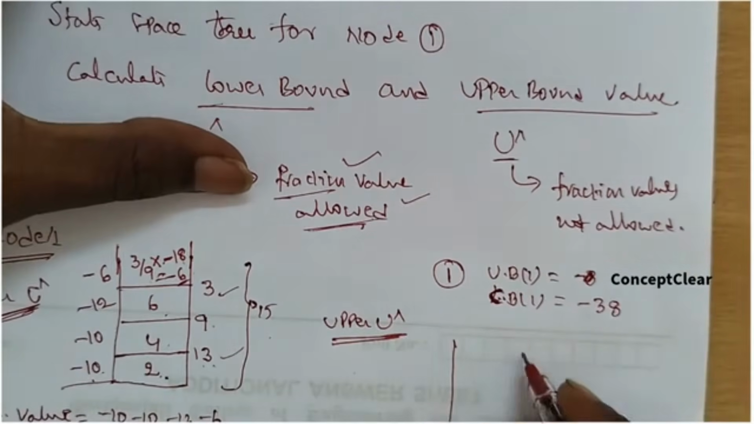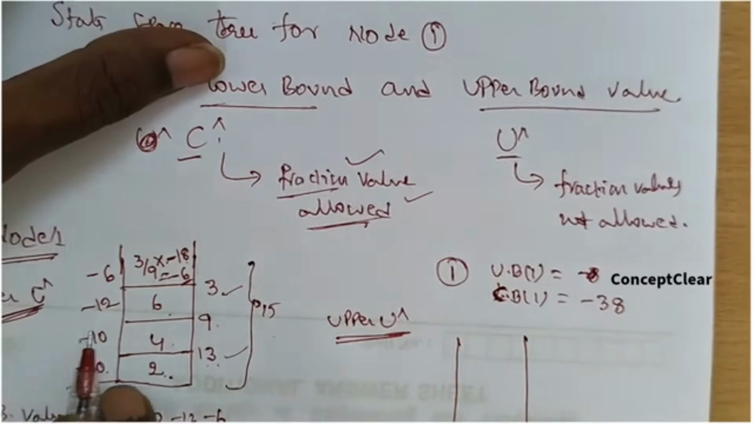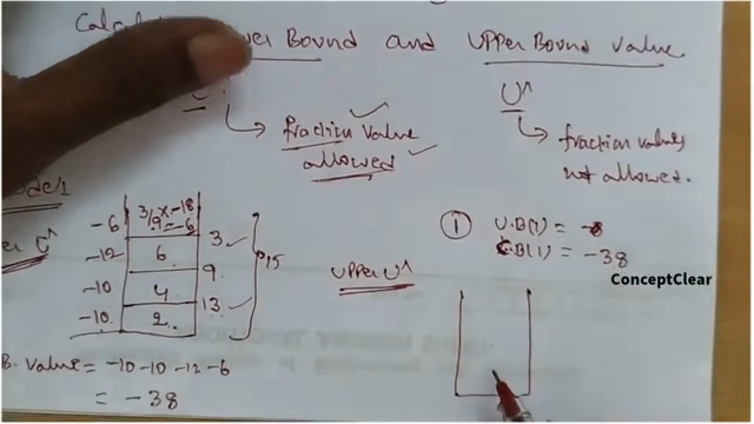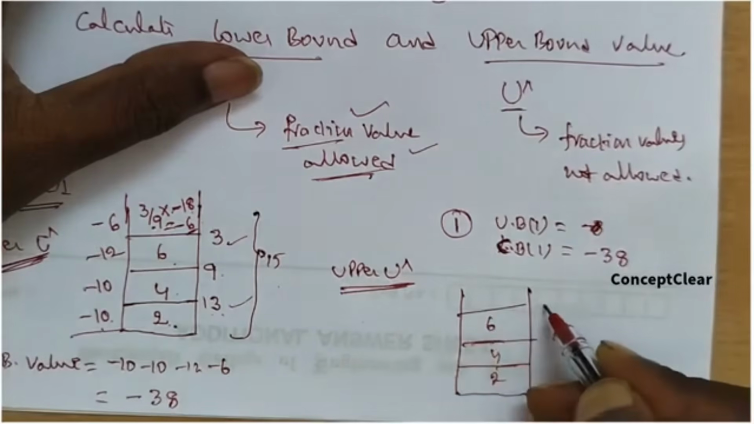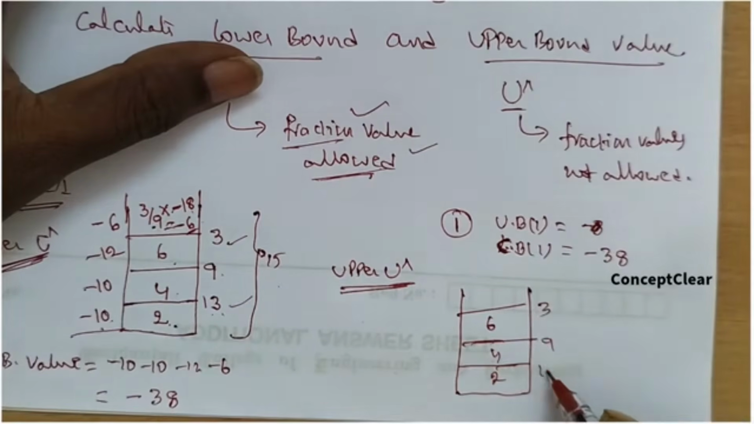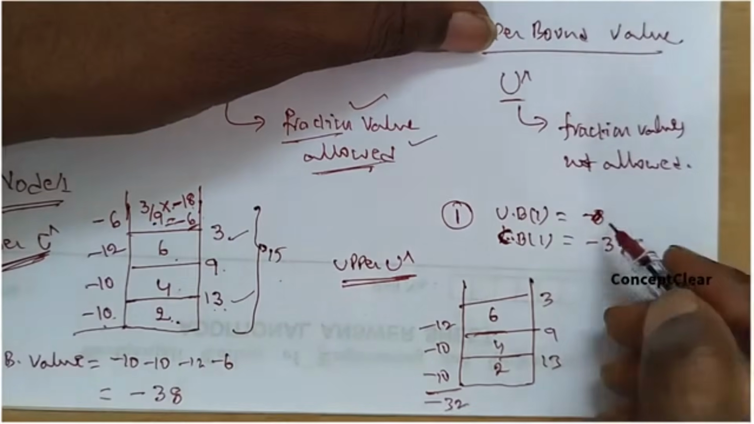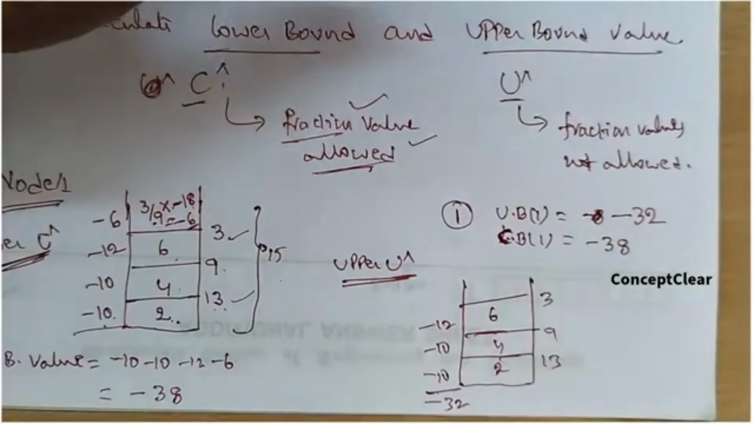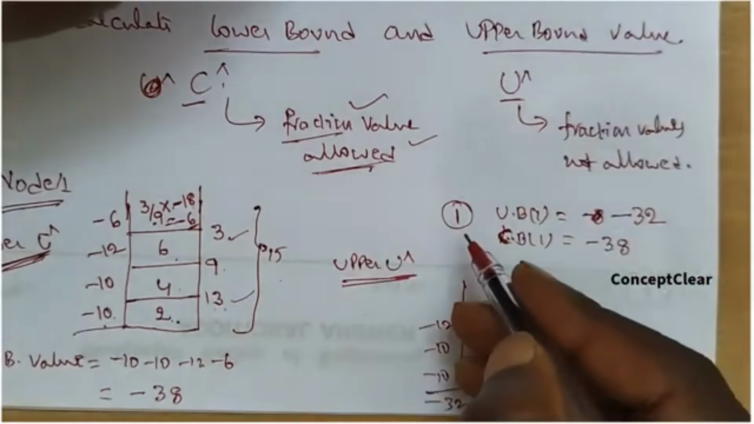It is the same diagram here also. What is the difference between the lower and upper bound value? In the lower bound, fraction values are allowed, but here there are no fraction values. So the same weights 2, 4, 6, which means 3, 9, 13 here, and the profits are 10, 10, 12. The profit here is minus 32, so the upper bound value is minus 32. Same like that, we have to draw this state space tree diagram.